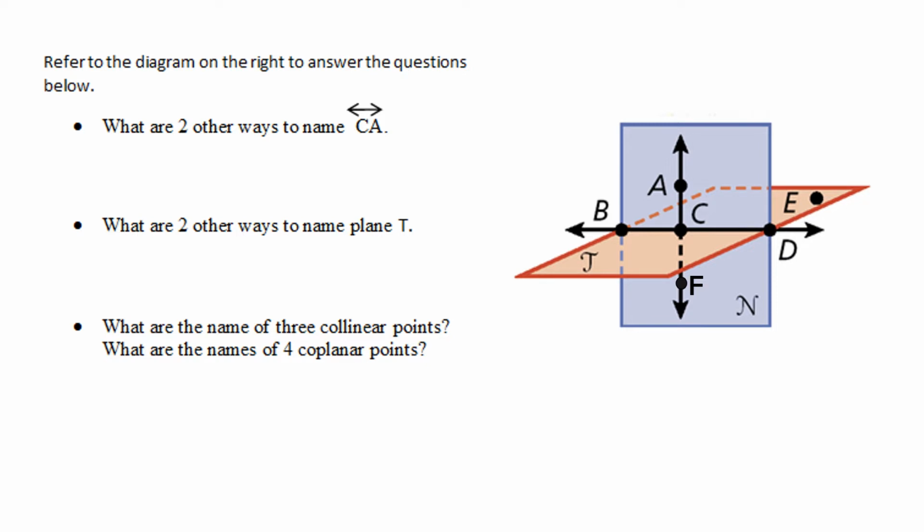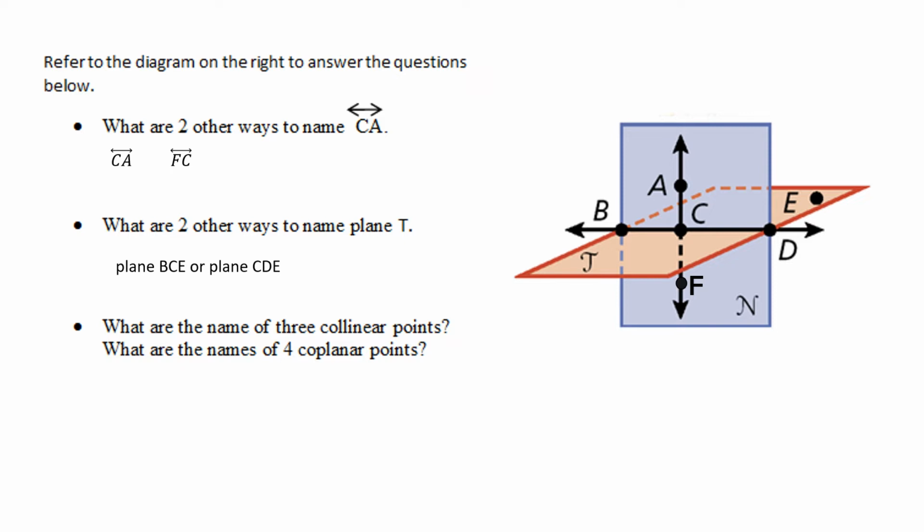Refer to the diagram on the right to answer the questions below. What are two other ways to name CA? Well, you can name it AC, and you can name it FC. What are two other ways to name plane T? Well, you can identify it by three non-linear points, so they can be plane CE, BCE, or plane CDE.